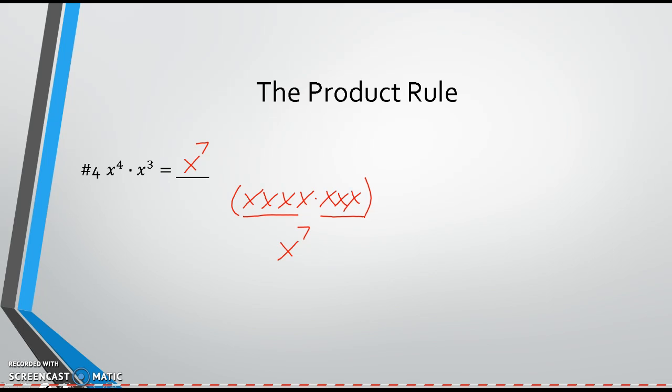And so what I'm going to do is, whenever I have like bases, I add the exponents. And that is the product rule. The product rule says if I have x to the mth times x to the nth, I simply can add the two exponents together.